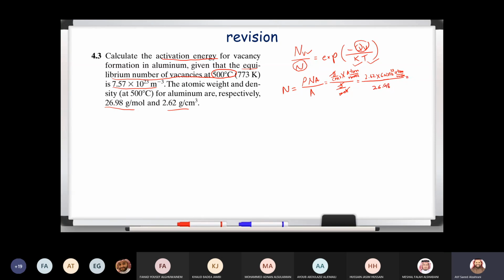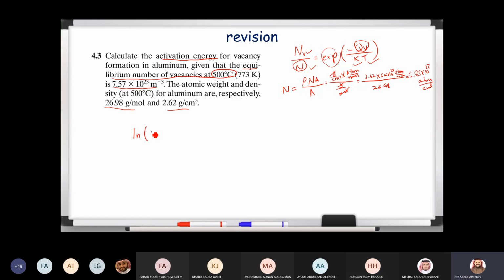If you plug these numbers into your calculator, you will get the result of 5.85 times 10 to the power 22 atom per centimeter cubed. Okay, so this is the number of potential sites. So we have N now. How do we get rid of the exponential here, guys? Take ln on both sides.